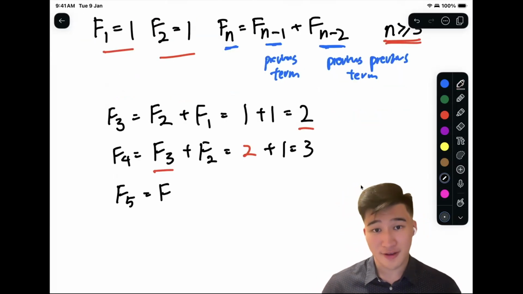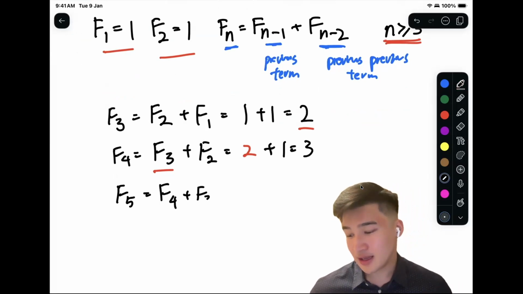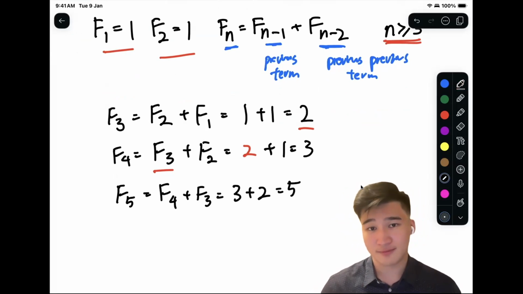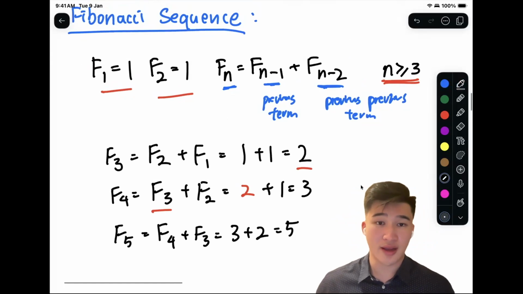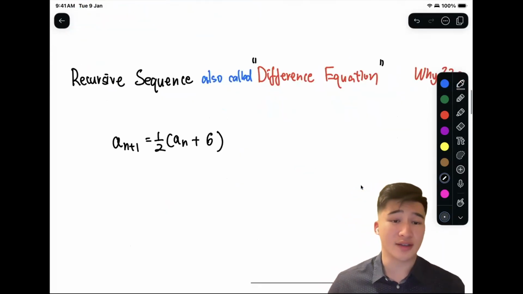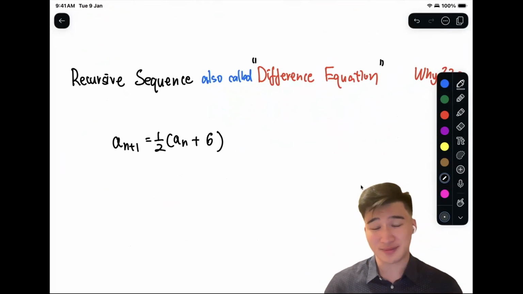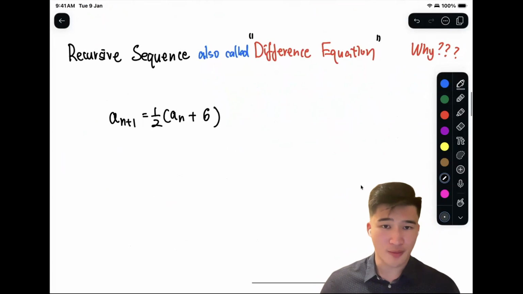So we're doing more. f5, we know that f5 is equal to f4 plus f3. You can kind of get where I'm going with that one. So it's equal to 3 plus 2, which is equal to 5. So this is how the Fibonacci sequence works and why it is a recursive sequence. Interestingly, a recursive sequence is also called a difference equation. Now, why is that? So let's take a look at our example from previously.